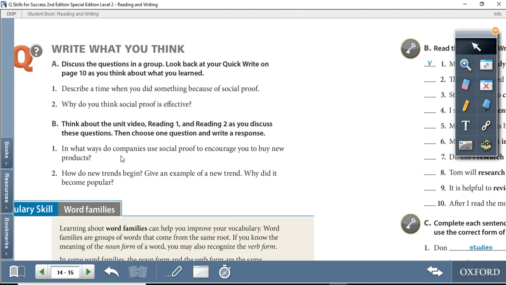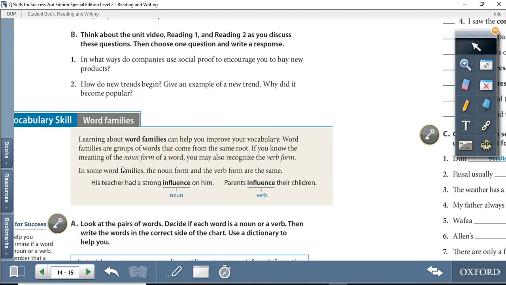In what ways do companies use social proof to encourage you to buy new products? How do new trends begin? Give an example of a new trend. Why did it become popular? So mainly pick one of these 2 questions and write your response.